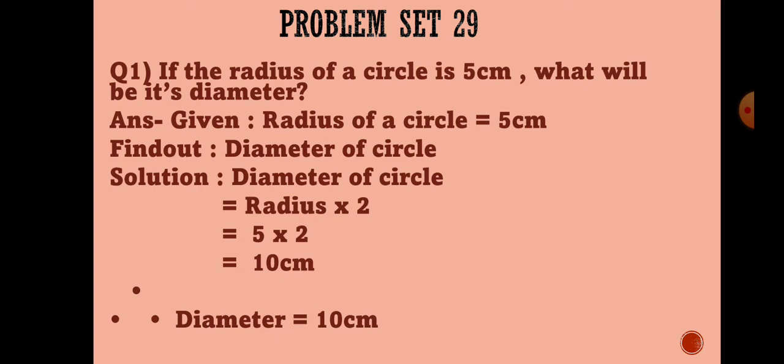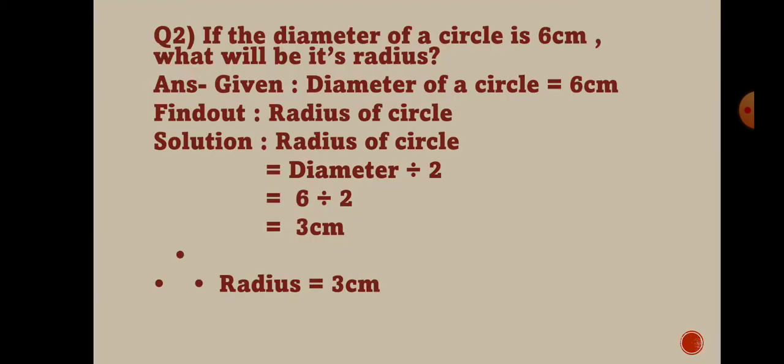Understood? Now take a new page. Copy the second question. If the diameter of a circle is 6 centimeter, what will be its radius? So here diameter is given. You have to find the radius, student. So write the answer. Given, what is given? Diameter of a circle is equal to 6 centimeter. The next line, write find out. What we have to find out? Radius of circle. Then solution, next line.